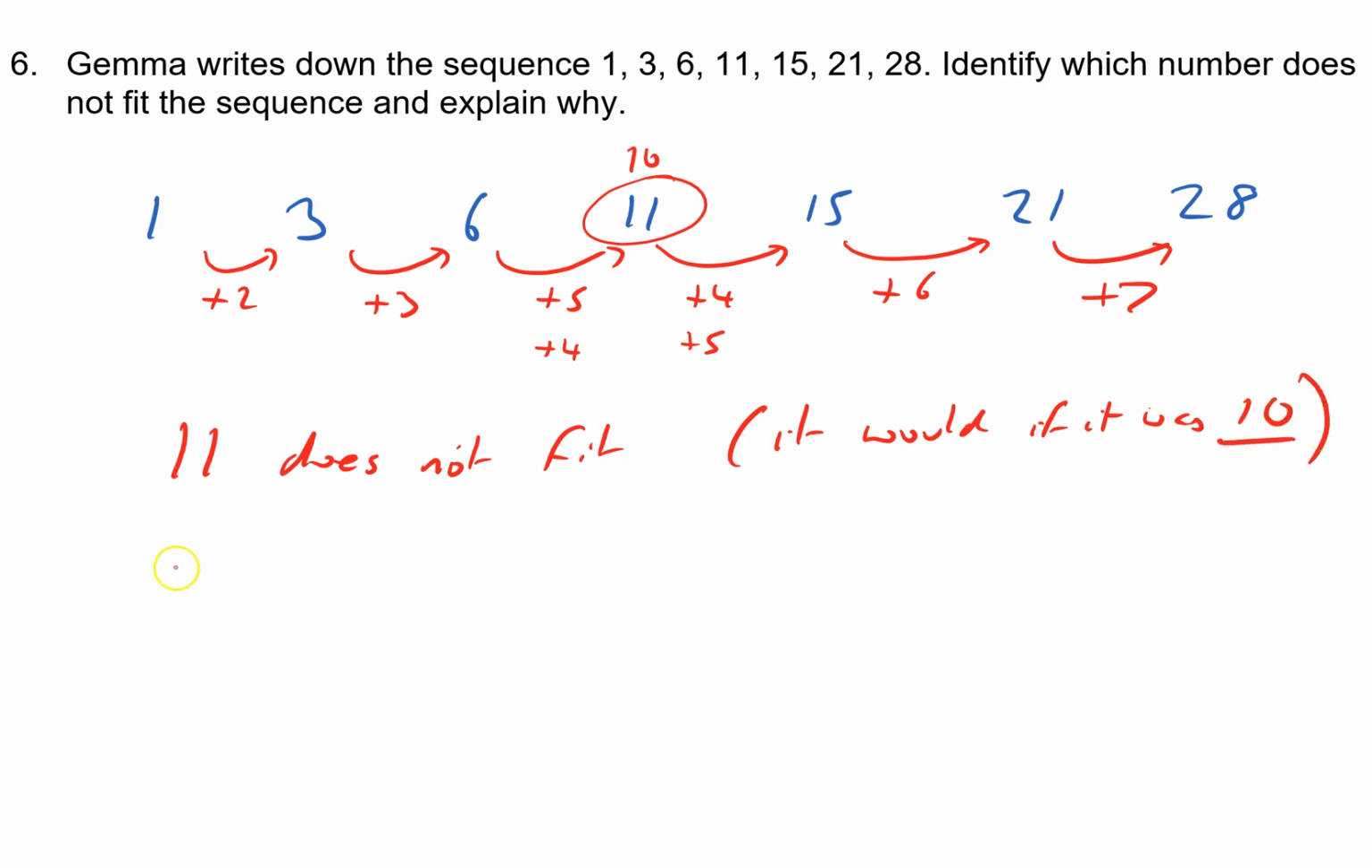Actually, these are triangle numbers, aren't they? 1, 3, 6, and the next one would be 10, like so. But they put 11, so they made it like that. It's not a triangle. 6 done. And now on to question 7.